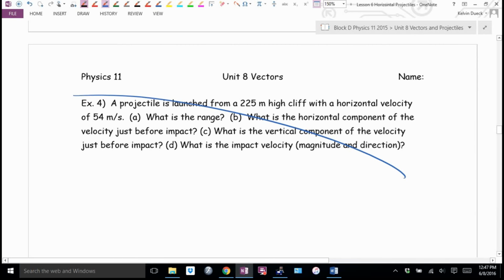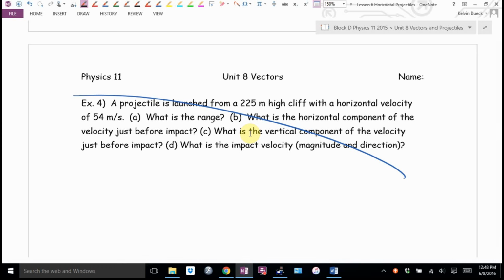It's cool, but I want to give you lots of time to just work on this. A would be fair game: if I give you the height, what's the range? Then B asks you to find the horizontal component of the velocity just before impact. Actually, that I know, it's 54. C says find the vertical component. That would be Vy final. I think you'd use Vf equals Vi plus At using vertical, vertical, vertical, vertical. And then for impact velocity, you'd use Pythagoras.